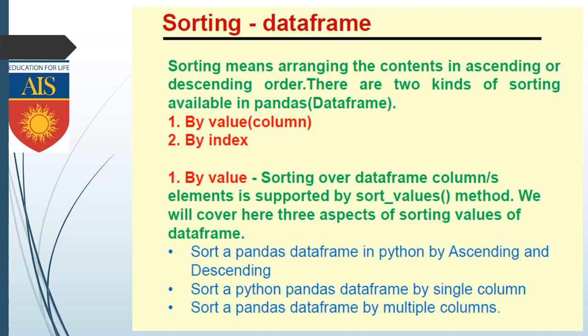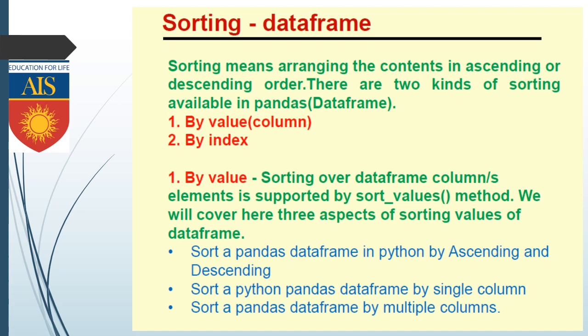Sorting data frame. Sorting means arranging the contents in ascending or descending order. There are two kinds of sorting available in pandas: number one, by value, and second, by index. By value, sorting of a data frame or column elements is supported by the sort_values method. We will cover here three aspects of sorting values of a data frame.